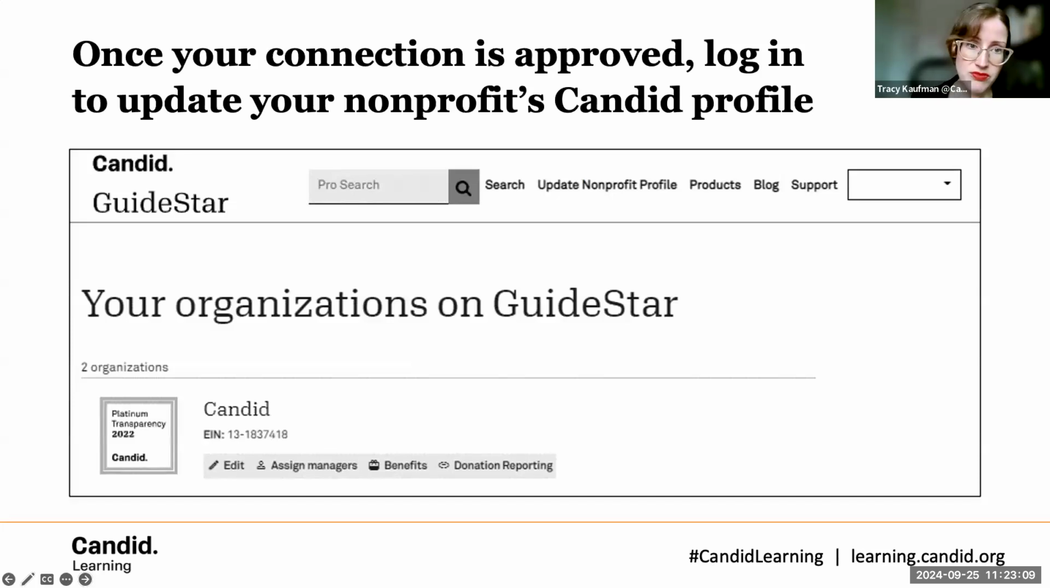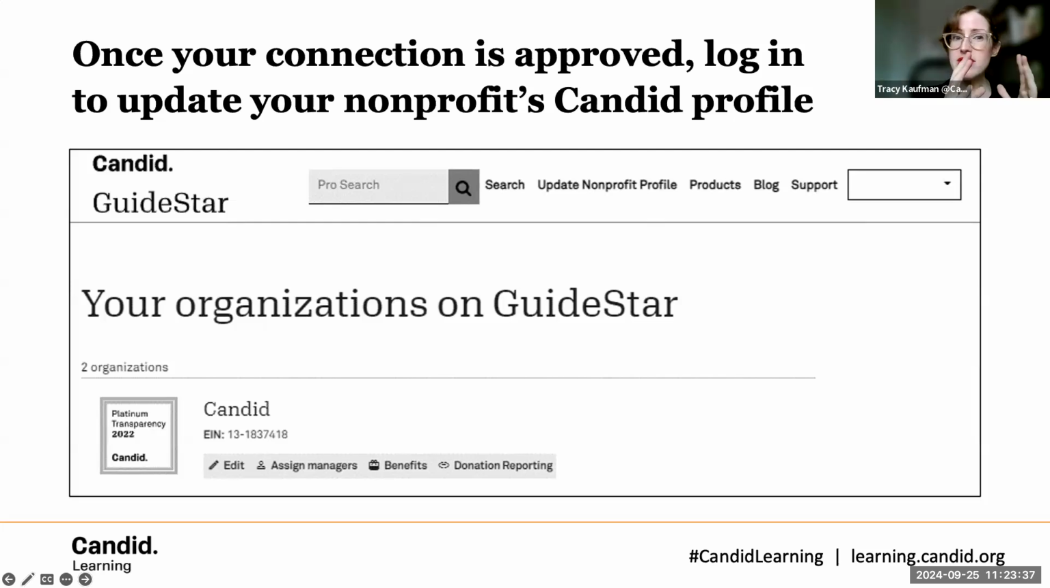After they've approved you, then you can get into your profile. You can click where it says update nonprofit profile, and it will show your organizations on GuideStar. This screenshot here shows Candid because we're a nonprofit ourselves and we keep our own profile updated. We have a platinum seal of transparency. So you can choose your organization, hit edit, and you can start adding information.